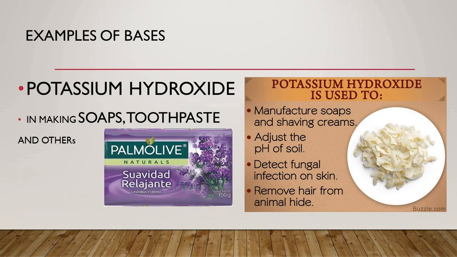Next example is potassium hydroxide. Potassium hydroxide is generally used in making soaps, toothpaste, or others, just like the Palmolive there. One trivia about Palmolive: how the soap got its name. It is named Palmolive because it is made up of a palm and an olive. So they just combined the names to make its name Palmolive.